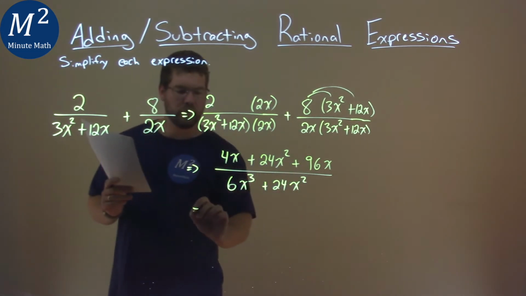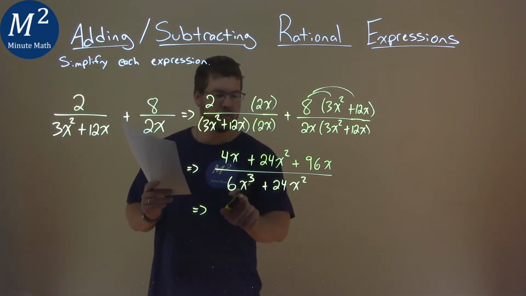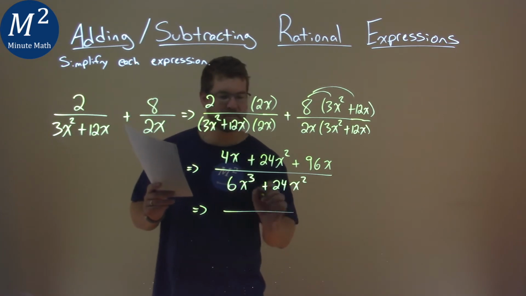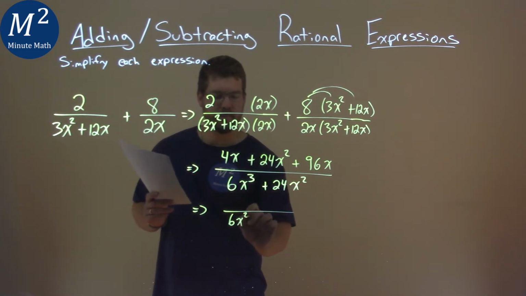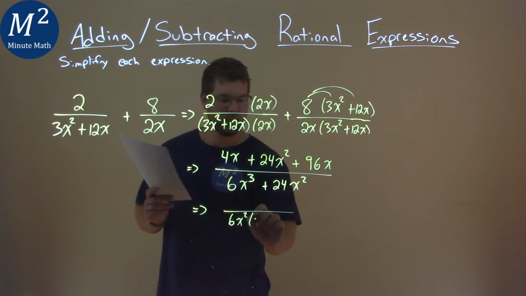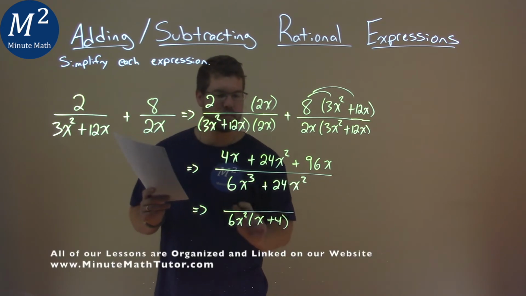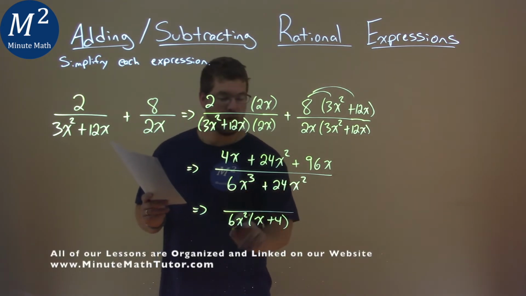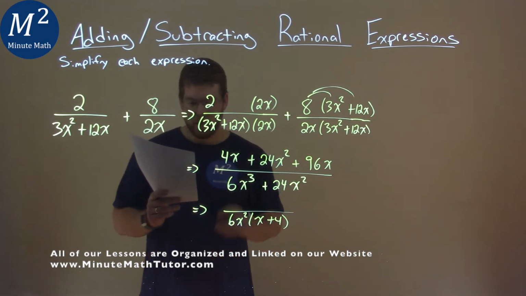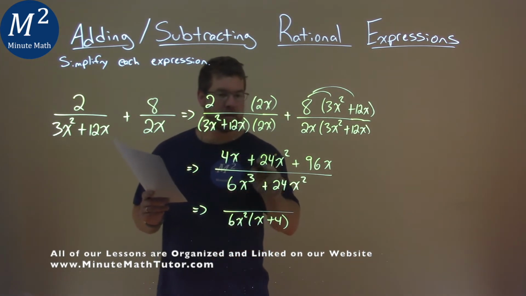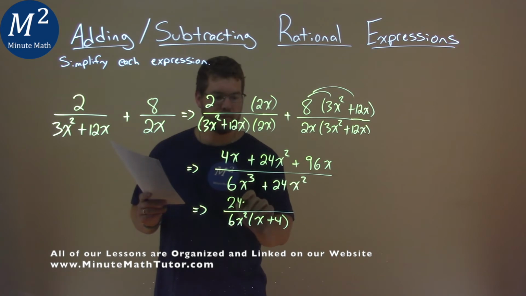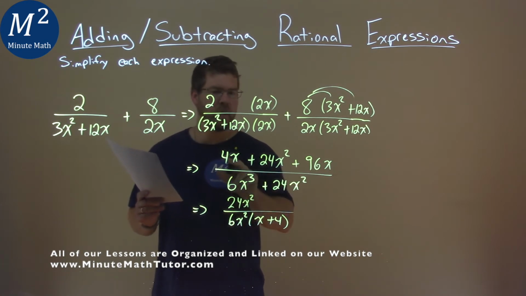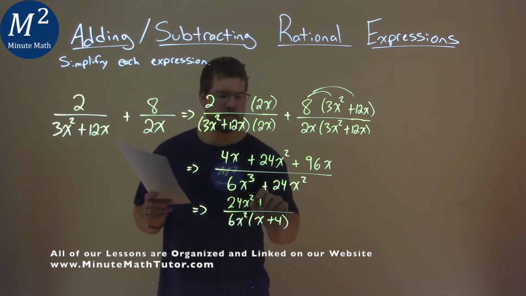Keep on going, we're going to be simplifying here. Our denominator, we can pull out a 6x squared. And we're left with an x plus 4 here. So I pulled a 6x squared. I got an x plus 4 in the denominator. Numerator, I want to combine my like terms and rearrange. So the 24x squared is the only thing that's the x squared. But the 4x and the 96x gives me 100x.